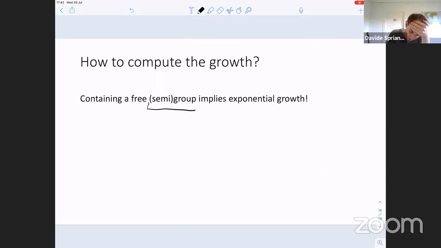The reason is that this thing is very big. And it is so big that you just need exponential space to fit it inside. It doesn't matter how distorted it is, there is just simply not enough space. You need to grow exponentially, otherwise you cannot fit this subgroup. So if you can find a free semigroup, then you have exponential growth.